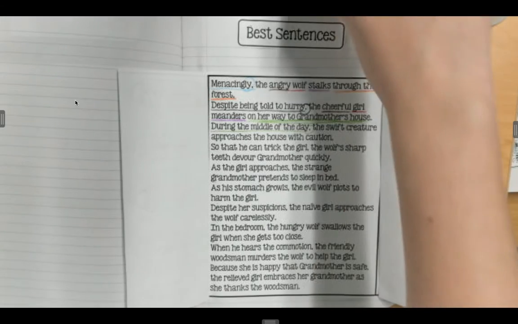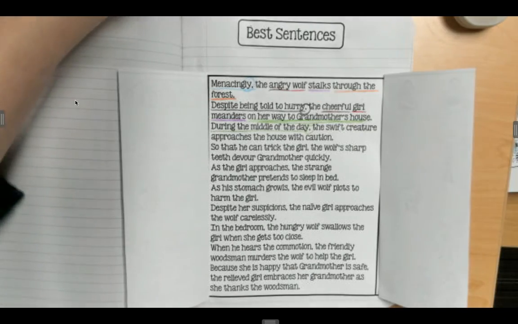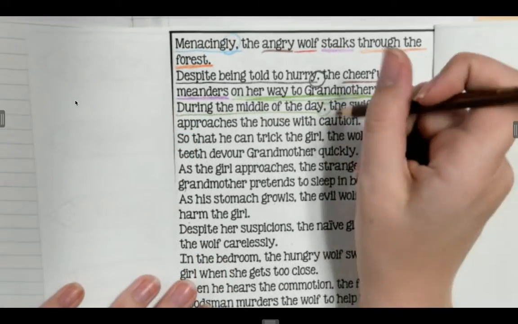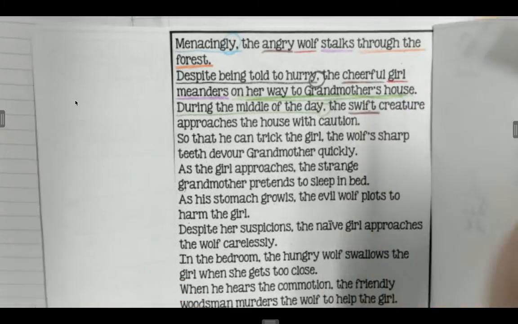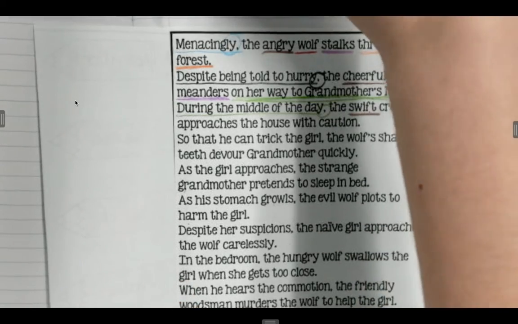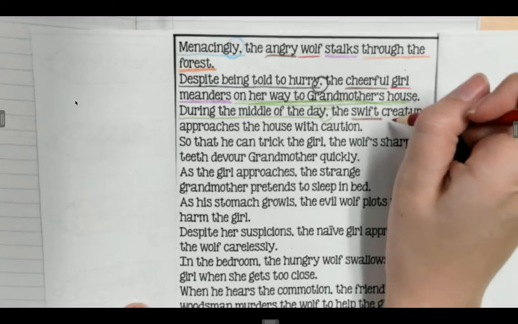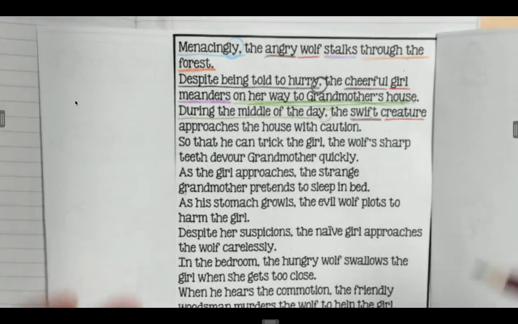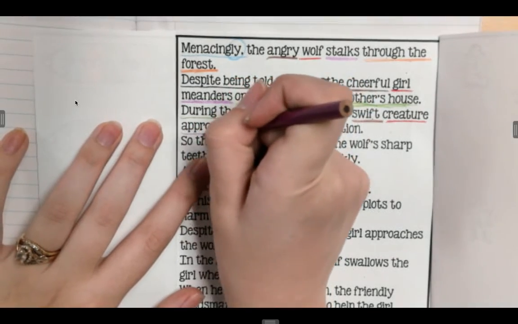The swift creature approaches. Swift is our describer, underlined in brown. Creature is our subject, underlined in red. And our vivid verb is approaches.